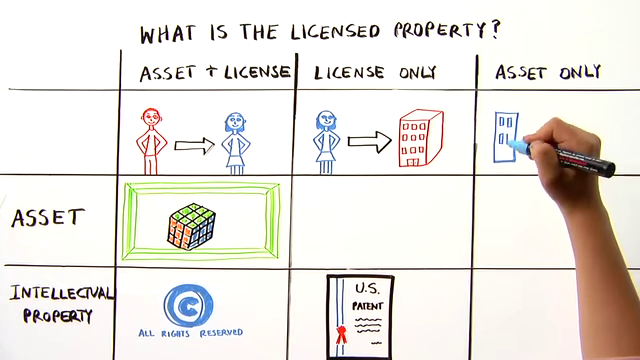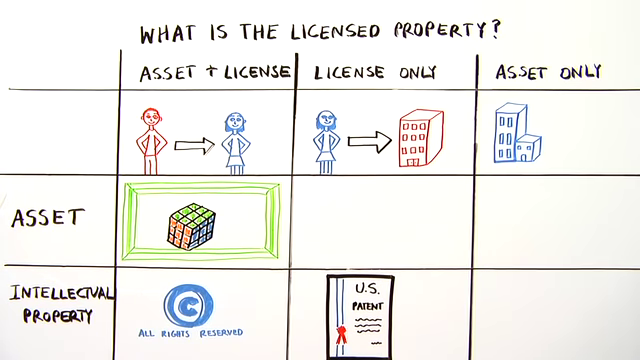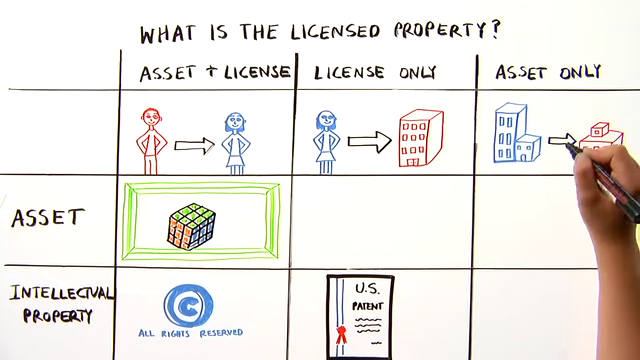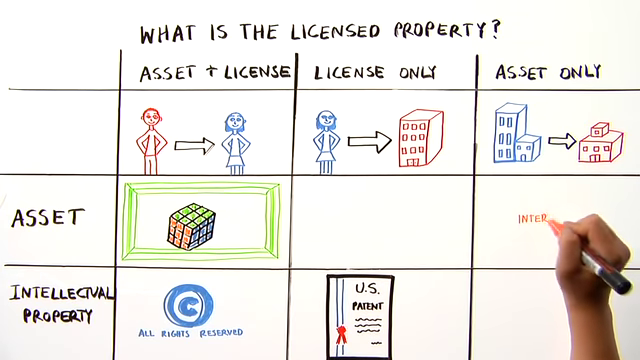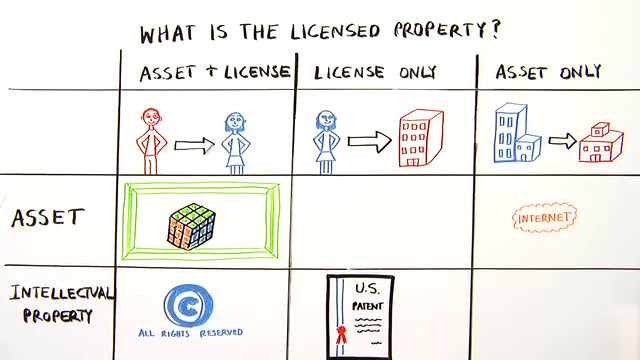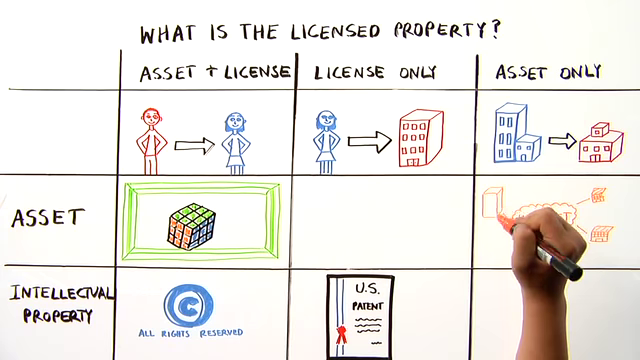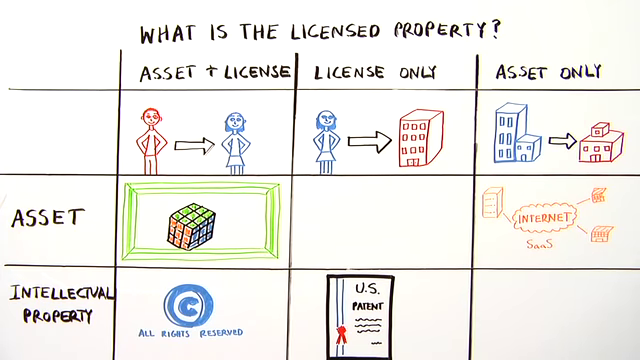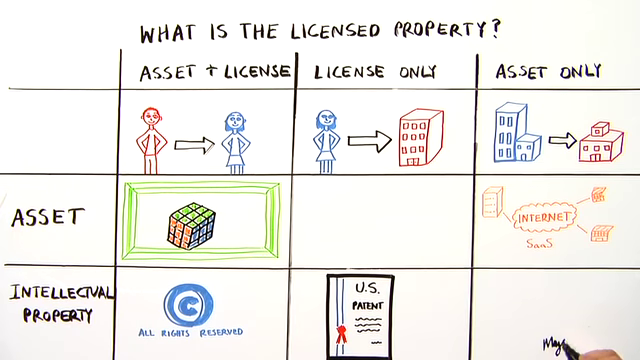In the third example, Company A wants to provide software as a service or a hosted service to Company B. In this case, there is no asset being transferred since the software is being provided as a service over the internet. Therefore, since there is no transfer of any assets, there is no need for a license of intellectual property, since Company A only has to provide access to the service over the internet to Company B.